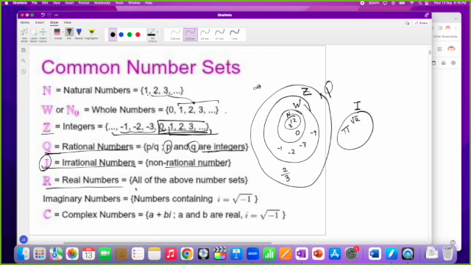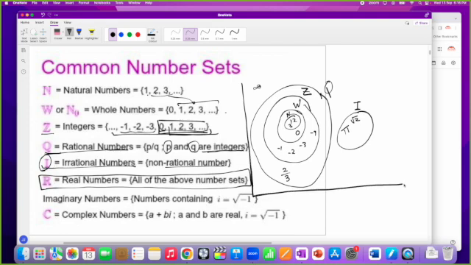But then you have real numbers. In set theory, real numbers is like your universal set. So you know your universal set, you just draw it as a rectangle. And you could see you have your real numbers here, right?